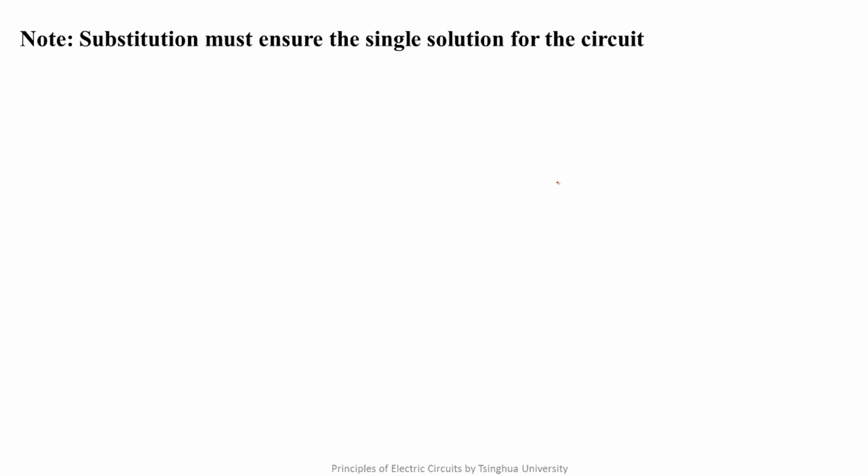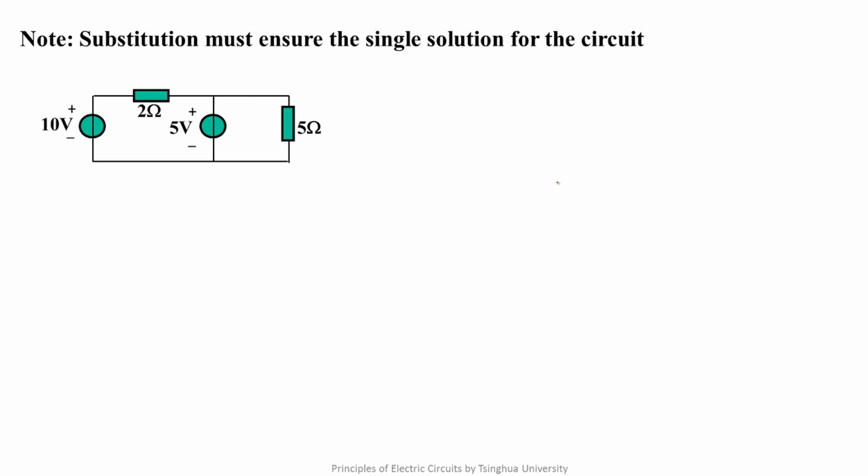At the end of this lecture, we have a note for you. The substitution must ensure the single solution for the circuit. We take two circuits as examples. The first one is simple. We can solve all the branch variables easily. This current is 1 ampere, and this current is 2.5 amperes. According to the KCL, the current is 1.5 ampere.